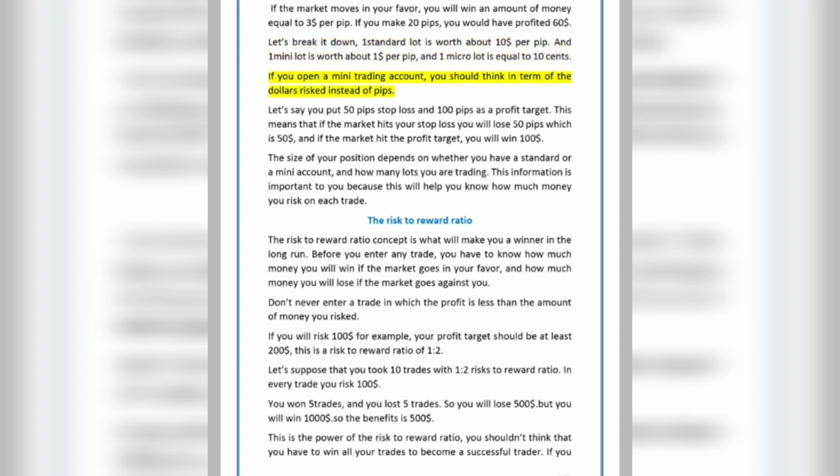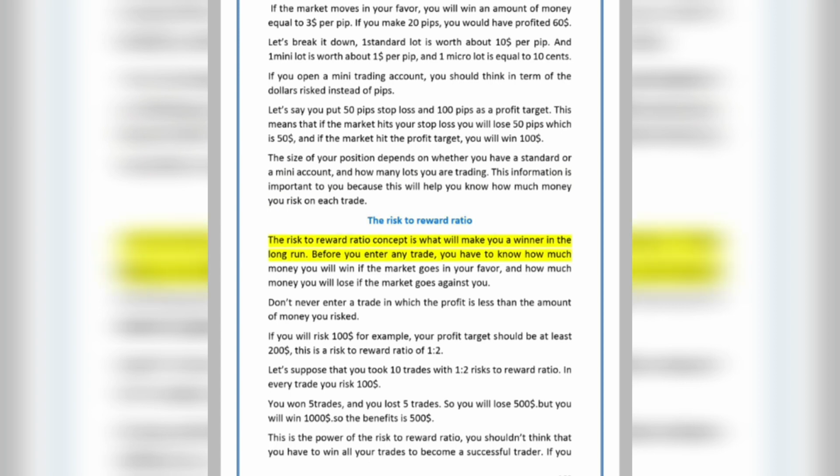If you open a mini trading account, you should think in terms of the dollars risked instead of pips. Let's say you put a 50 pips stop loss and 100 pips as a profit target. This means that if the market hits your stop loss, you will lose 50 pips, which is $50, and if the market hits the profit target, you will win $100. The size of your position depends on whether you have a standard or a mini account and how many lots you are trading. This information is important because it will help you know how much money you risk on each trade. The risk to reward ratio.